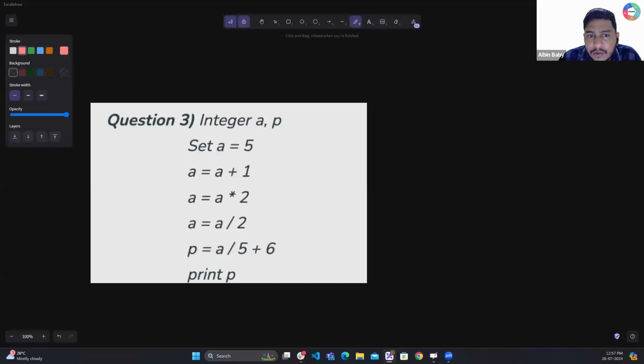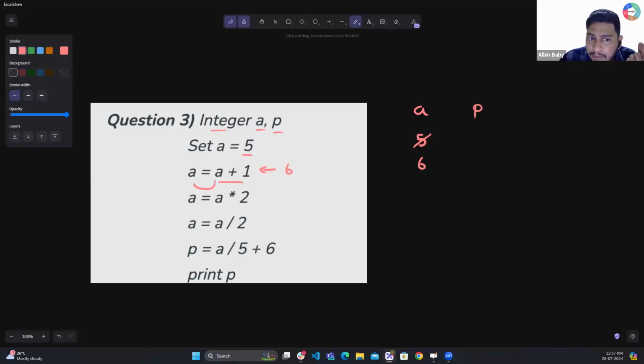Okay. All right. So now you have two integers A and B, right? Integers means numbers. Set A equals 5. You're assigning A as 5. Next step, step number 2: A equals A plus 1. That is 5 plus 1. It will become 6, right? A has become 6 here. Got it? You're reassigning.